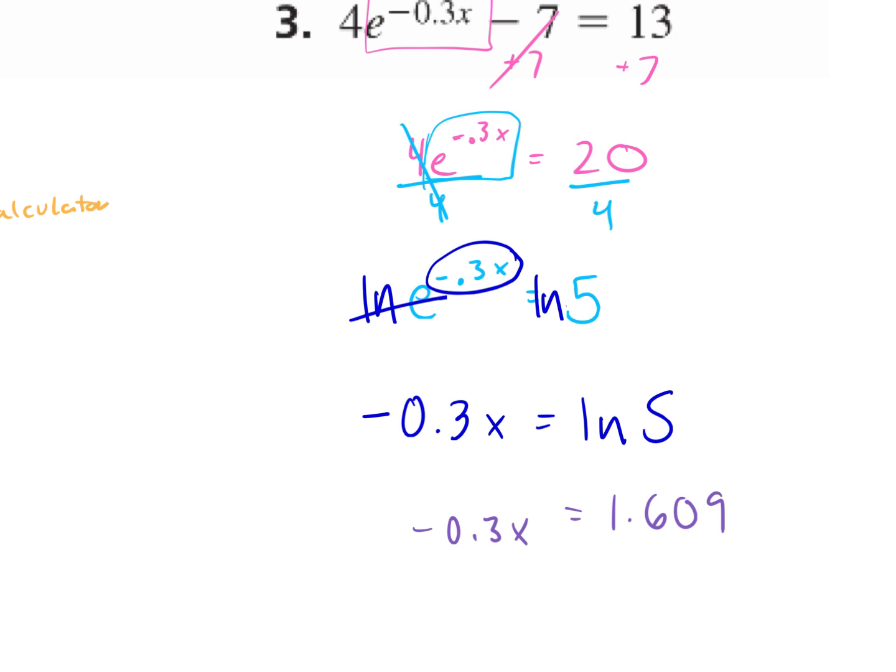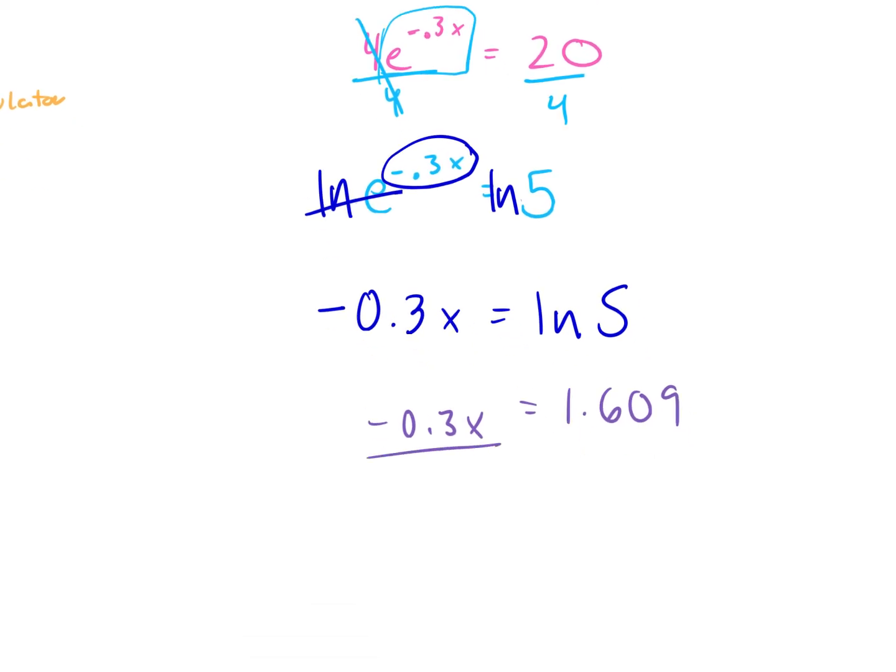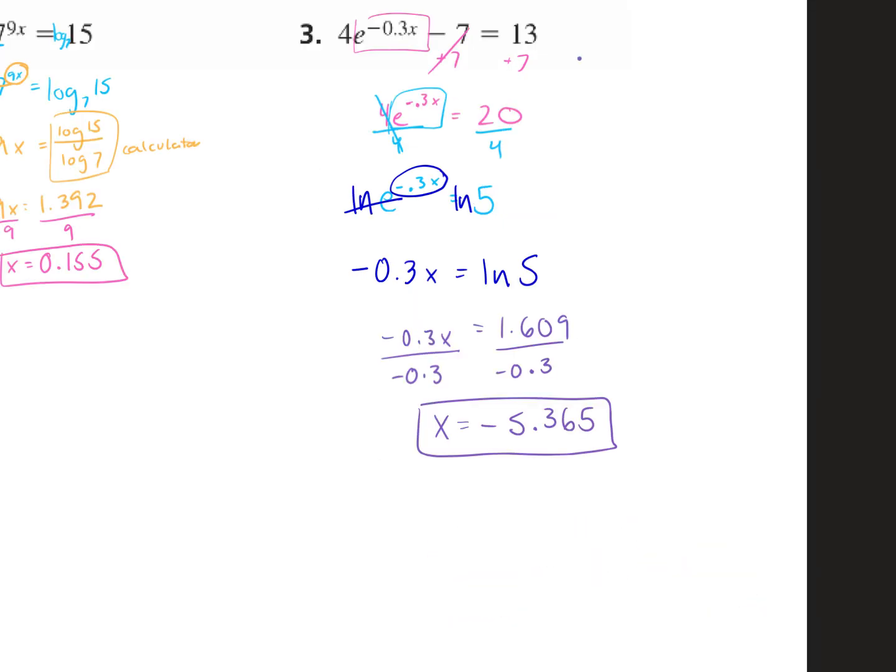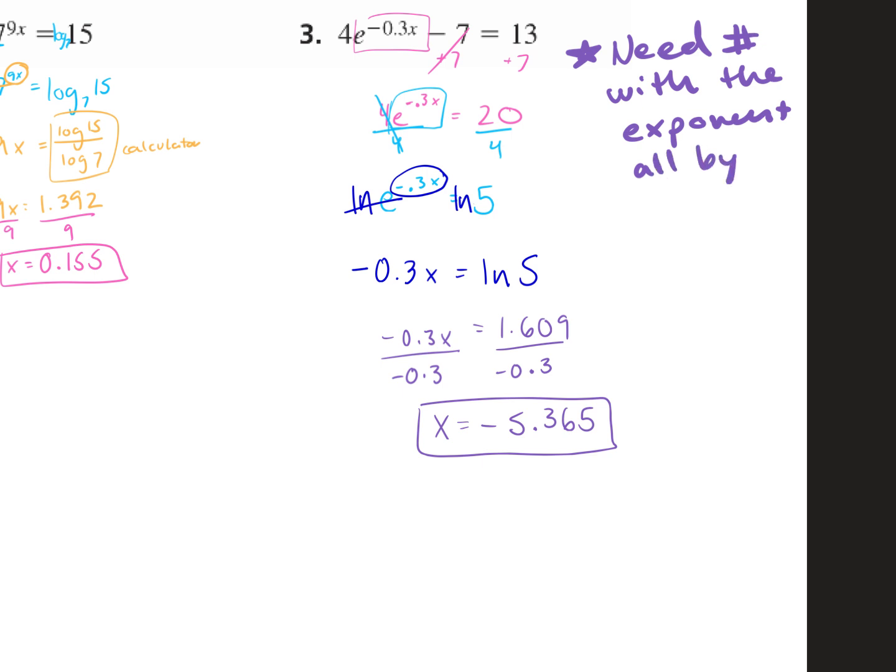What would I do next? Divide by what? Negative 0.3. So we divide both sides by negative 0.3. So x is equal to negative 5.3647, which would round up to 5. So we need the number with the exponent all by itself.